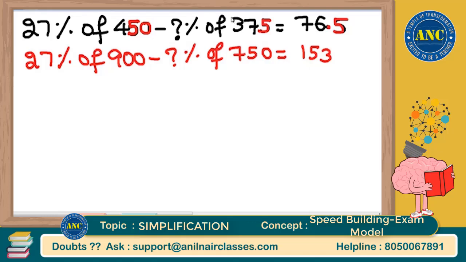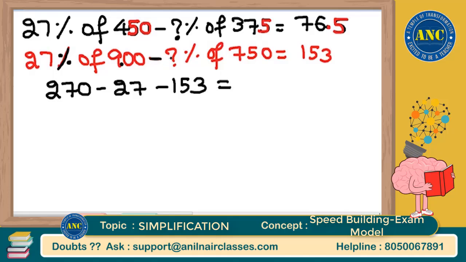Now can I again say that 27% means by 100, after 2 places keep a decimal point, it is 27 into 9. 27 into 10 is 270, and 27 into 1 I should subtract, minus 27. Shift this minus 153 to the other side, so this entire thing is shifted to the left hand side, and the right hand side is question mark percentage of 750. I believe it is clear, sir. Now again a beautiful approach.